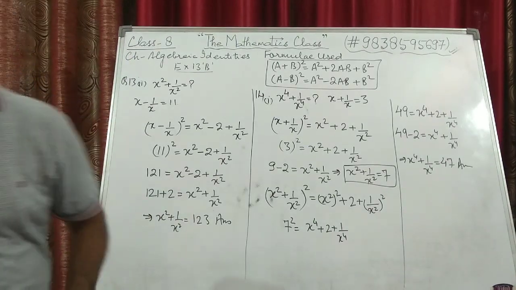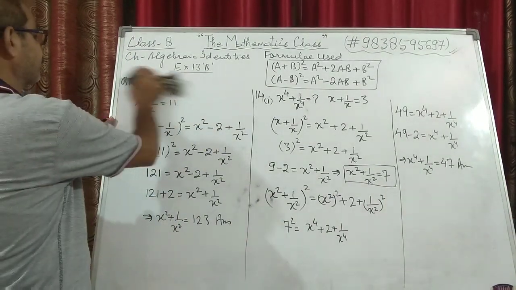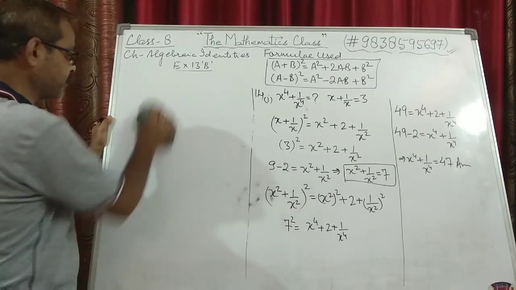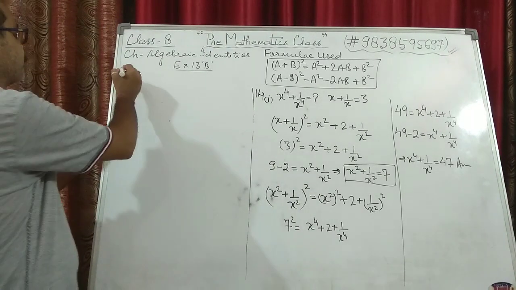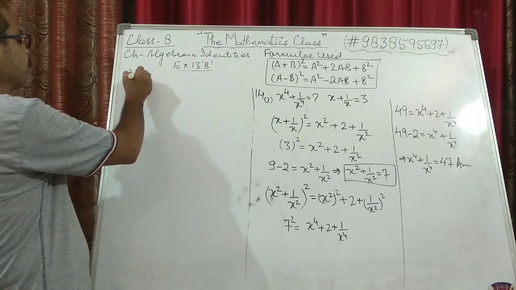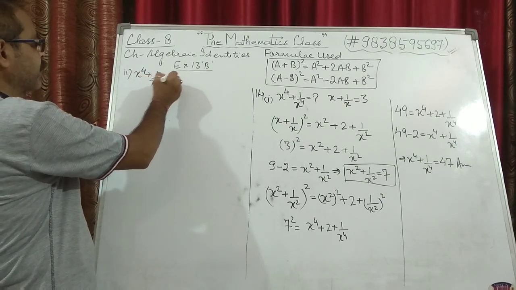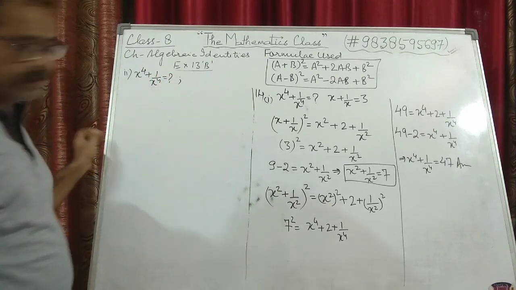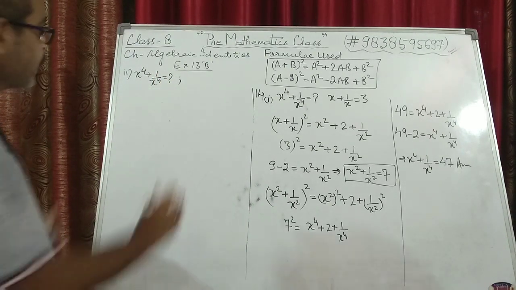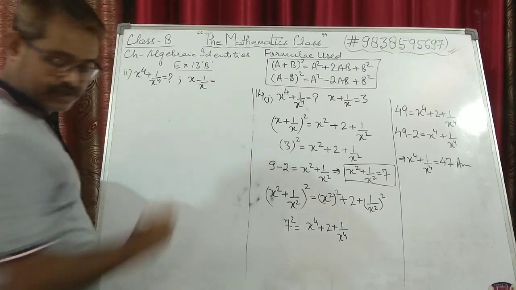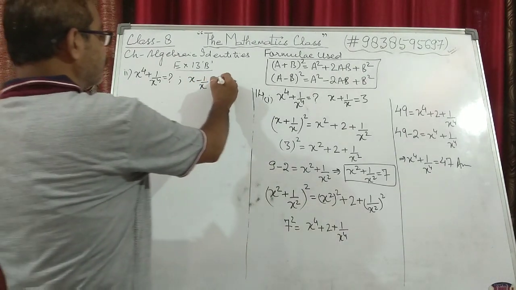Now we move on to the second part. Now what is the second part? Again you have to find out the value of x to the power 4 plus 1 upon x to the power 4. This you have to find out. What is given? X minus 1 upon x is given to you as 4.